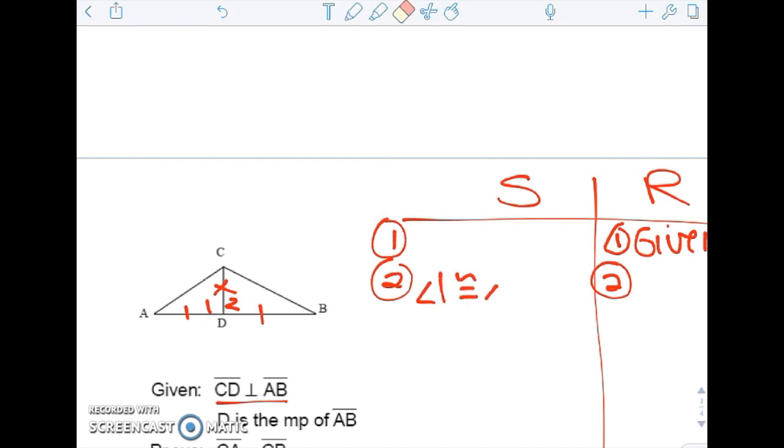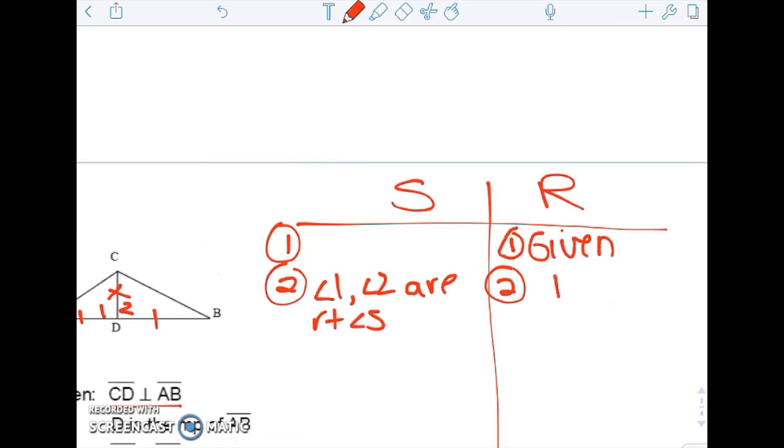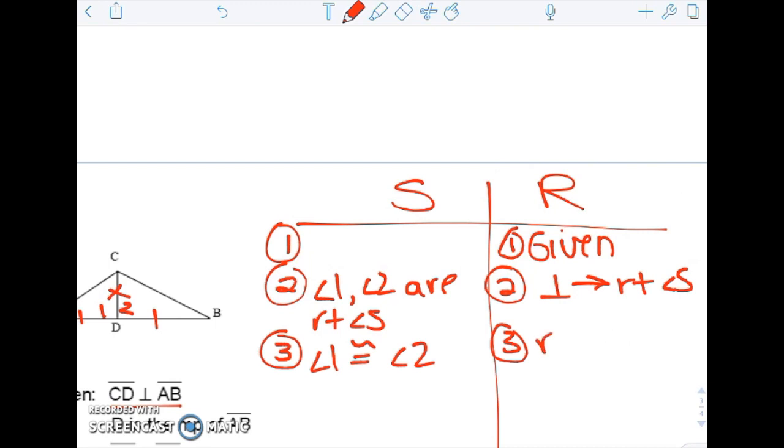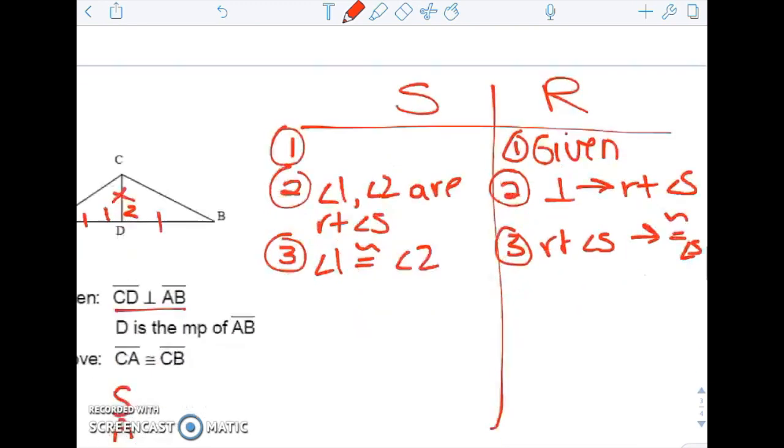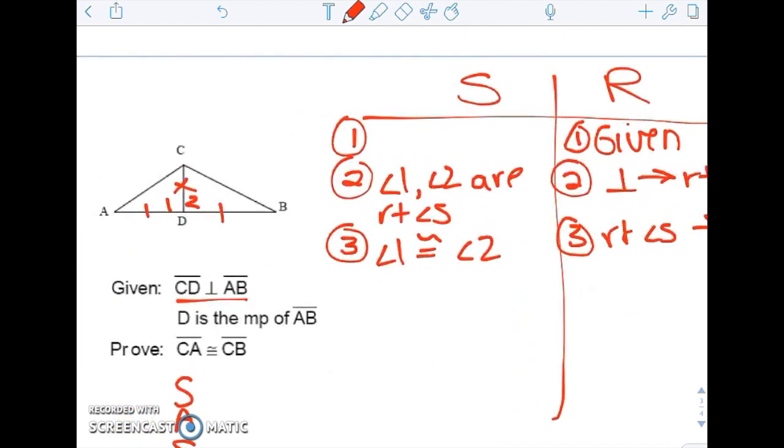Or actually, we need to do something before that. Because we were given perpendicular, right? So I'm going to say angle 1 and angle 2 are right angles because perpendicular implies right angles. And then I'm going to say that that means angle 1 is congruent to angle 2 because right angles are congruent. So check off an angle.